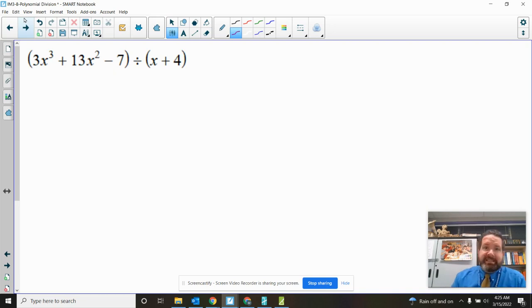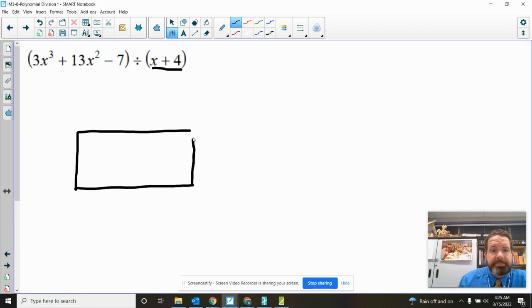Okay, with this next example, let's see what we have going on. I've got an x to the 3rd divided by an x to the 1st. So that means our quotient is going to start with, well, subtract the exponents, gives me x to the 2nd. So I need an x to the 2nd space, x to the 1st, and a constant. So that's 3 spaces across the top. Our divisor has 2 terms, so 2 spaces across the side. So our grid this time is going to be 2 tall and 3 across. Okay, across the side goes the divisor, the x plus 4.